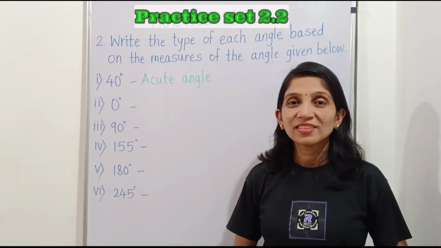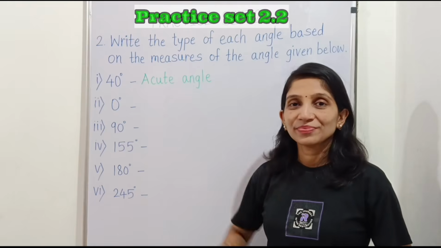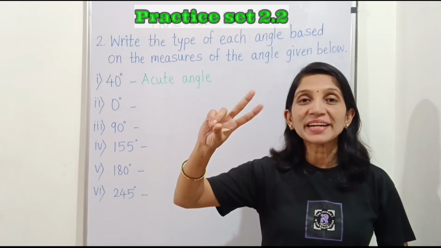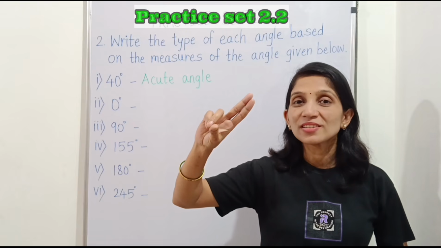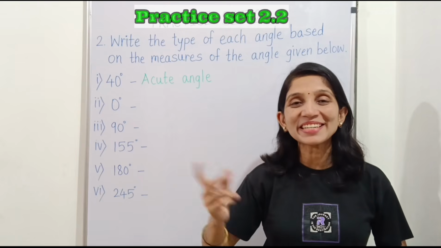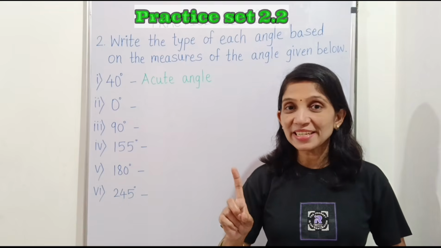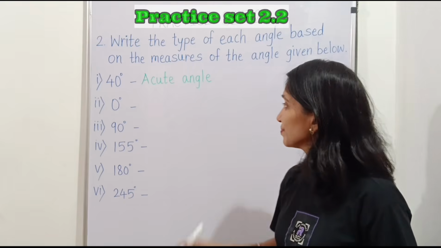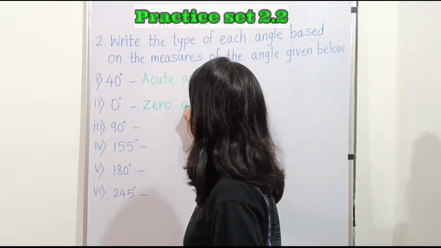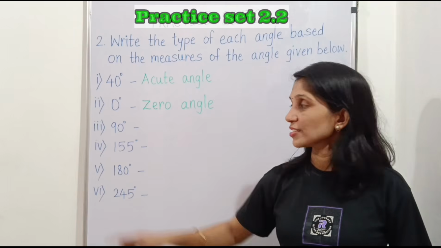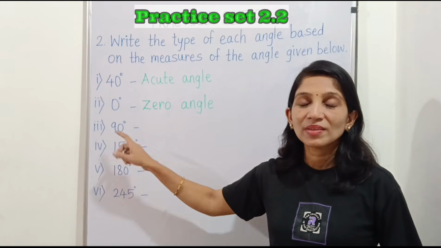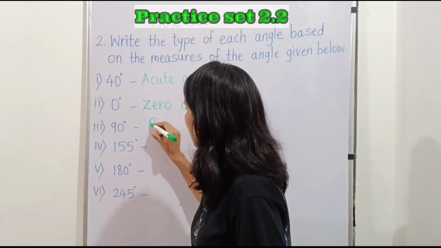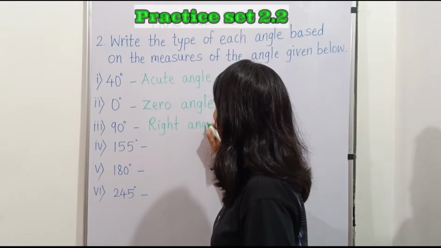Next suspect, 0 degrees. What example did we see? When both the blades of a scissor close. No gap. That means it is 0 degrees. You can say exactly 0 degrees means it is a zero angle. Next suspect, 90 degrees. Makes a perfect L shape. So a perfect L shape is a right angle.